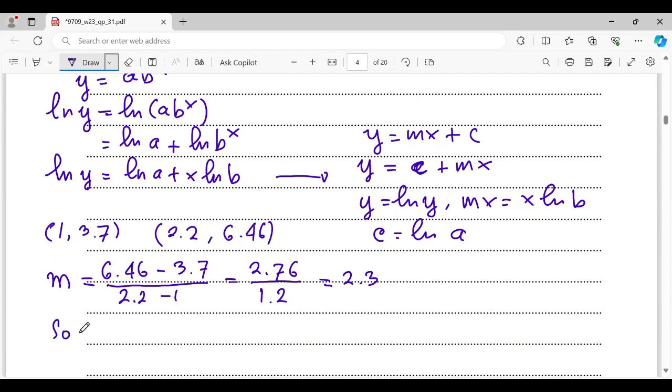So ln b equals the gradient, 2.3. So b equals e power 2.3, which is 9.97.